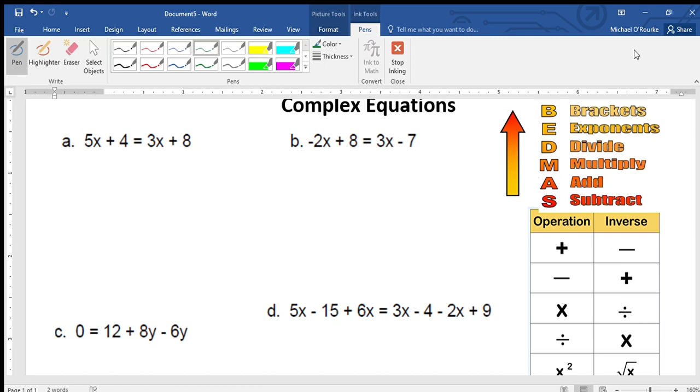Now you're on to complex equations. So you've done simple and two-step. So nothing has changed again, okay? We're just doing more steps, okay? So all the rules are the same, but we're just going to do more steps. So let's take a look at this first one, okay?